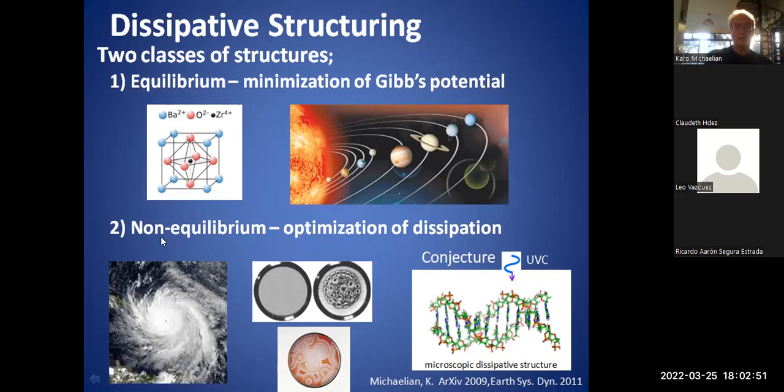Now there's another class of structures in nature, which are called non-equilibrium structures. And these arise through the optimization of dissipation. So the examples are the hurricanes, which is dissipating temperature gradient from the hot ocean surface and the cold upper atmosphere, and the Bernard cells, which are convection cells, which are also dissipating a heat gradient.